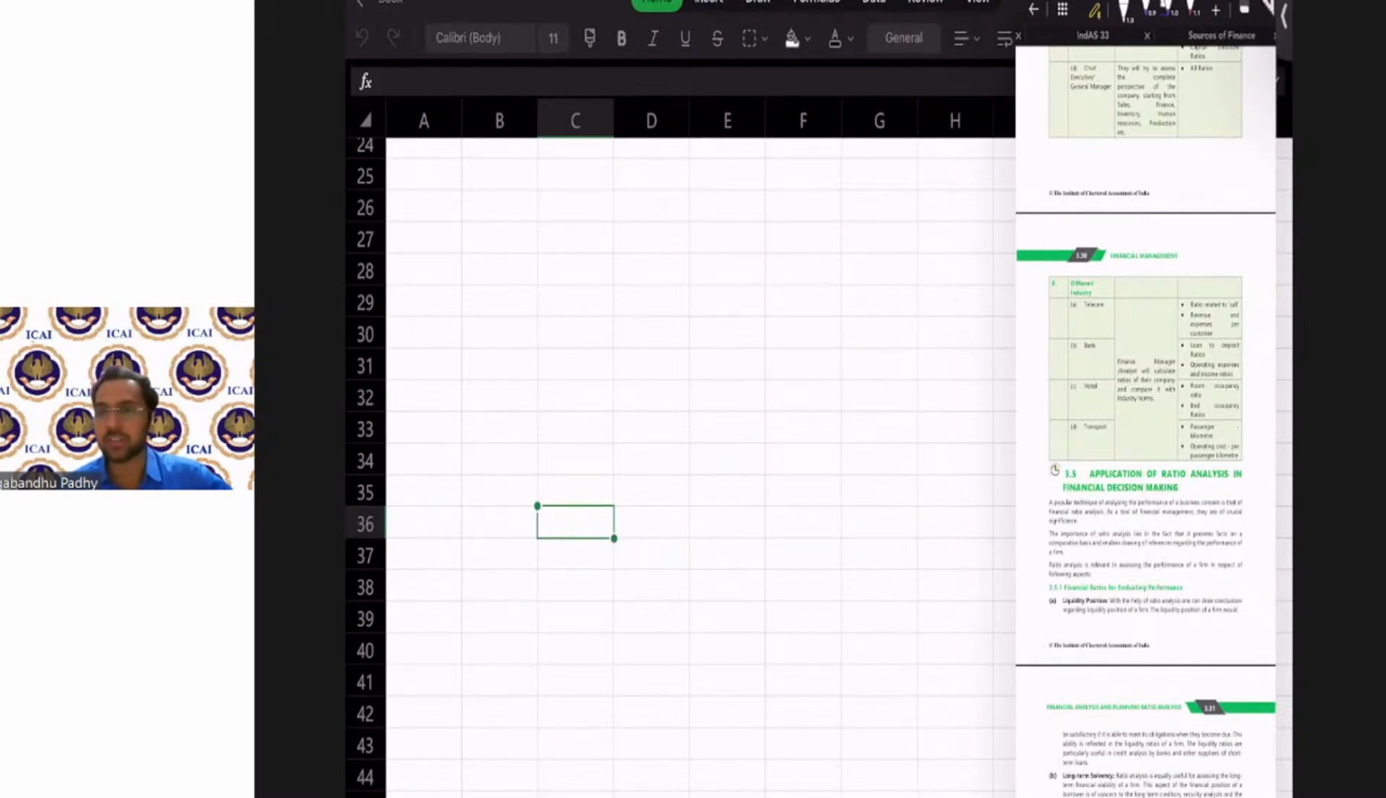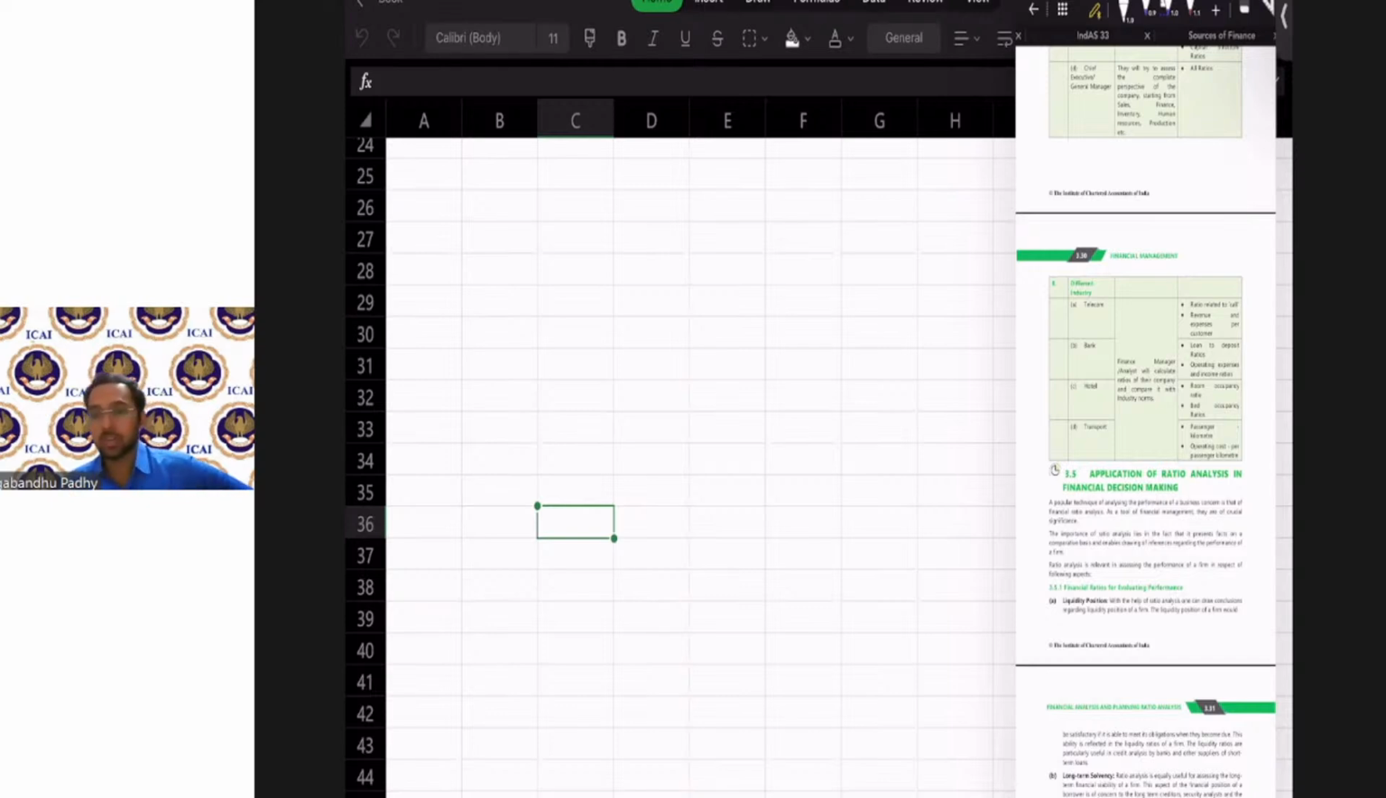Vinay is asking, sir, for fixed asset turnover, we have taken gross asset instead of asset less depreciation. Vinay, that's because the question itself tells you that the fixed asset turnover is to be calculated based on the cost of the asset and not on the WDV. So therefore, we have considered it on those lines. Okay. No other such queries.